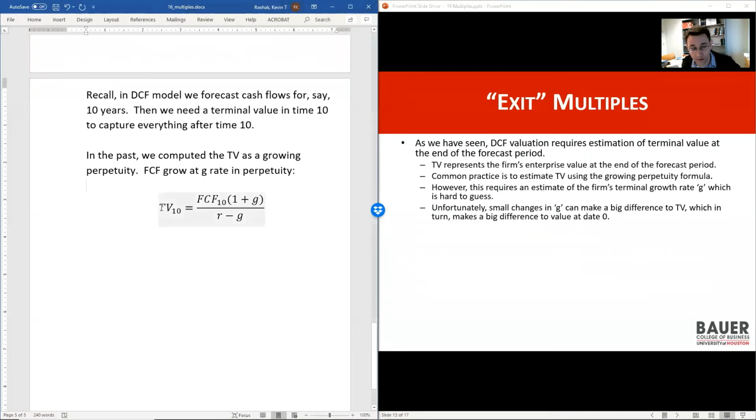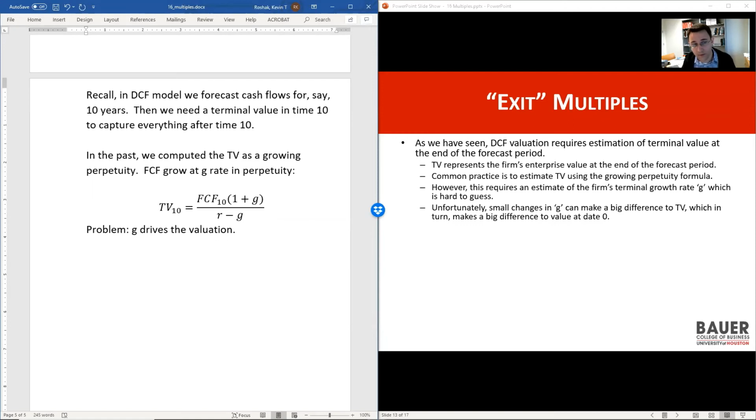The other way to calculate a terminal value is to use an exit multiple. You calculate the terminal value using some multiple valuation, and that just gives you the total value of the company there, rather than messing around with this growing perpetuity. Right? The main problem here was that G drives the valuation. Small differences in G can have big effects on your terminal value, which can have big effects on your total value for the company.